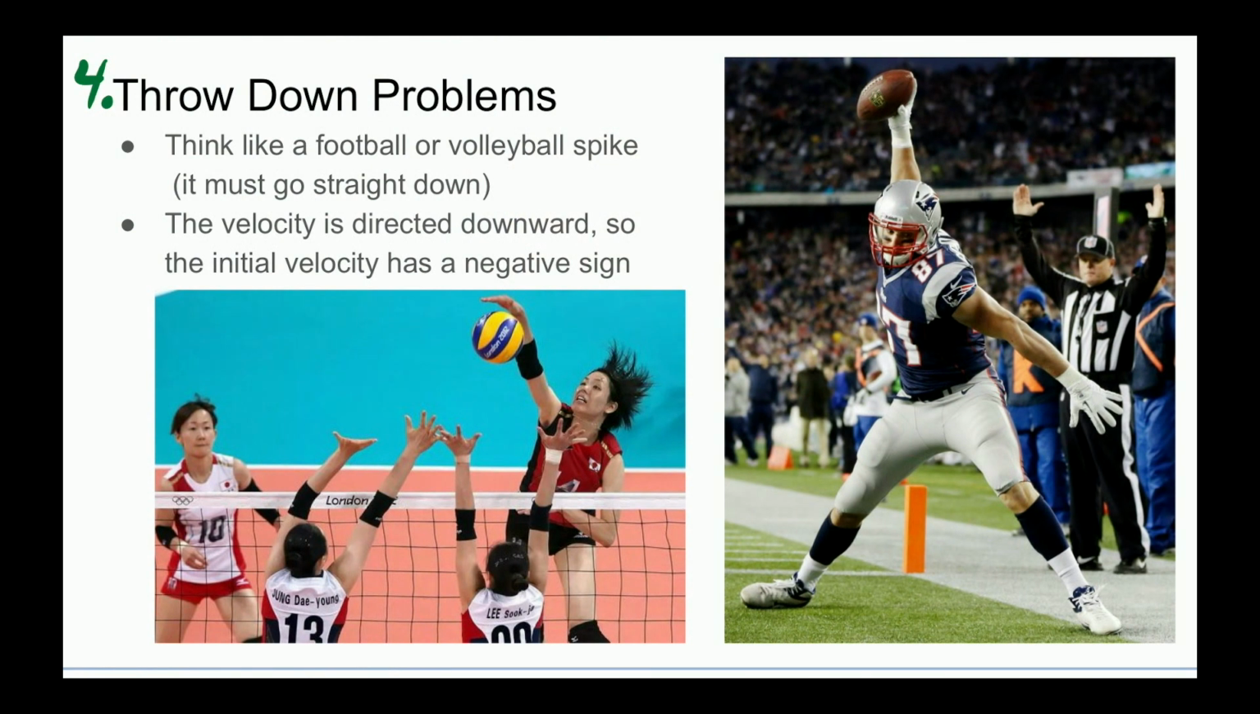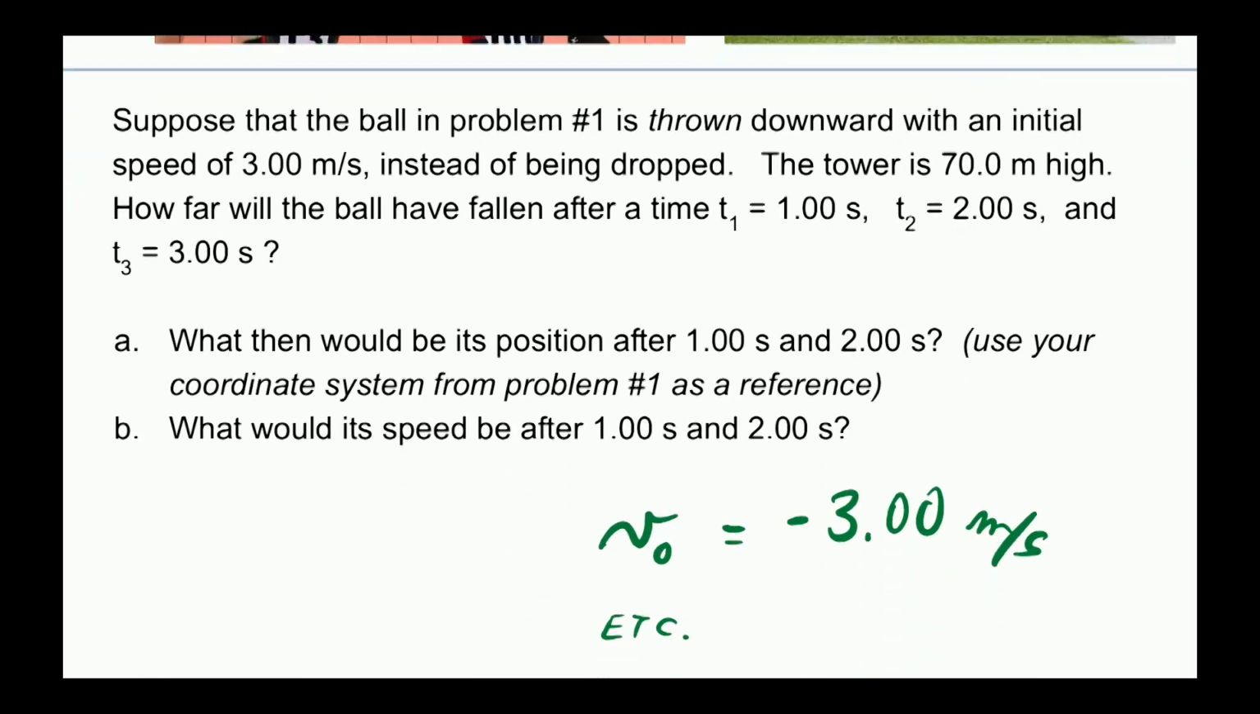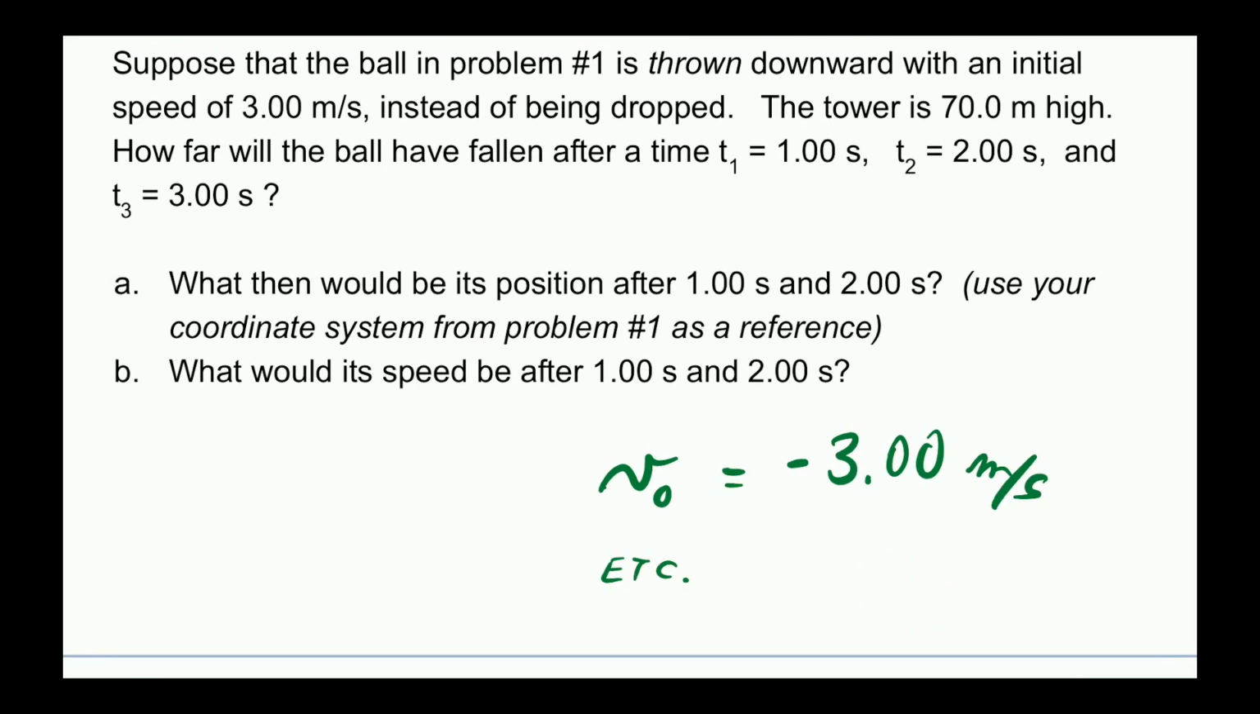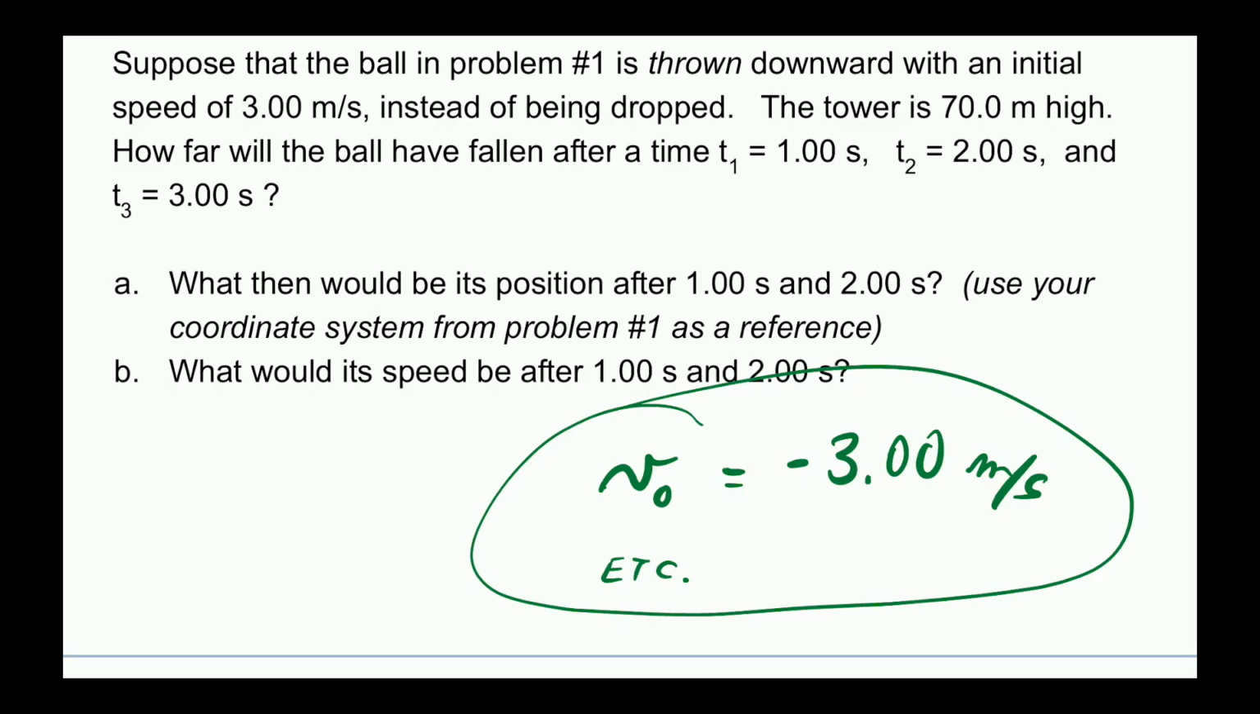We call them the throw down, and it's pretty straightforward. Think of a football spike or a volleyball spike. The initial velocity is straight down, so you're throwing something in a downward direction, thus it has a negative initial velocity, right? So a velocity of -3 meters per second would be a legit kind of question to ask. That's the only thing that's special about a throw down problem. It's just you have to remember that velocity is negative if you're going down.